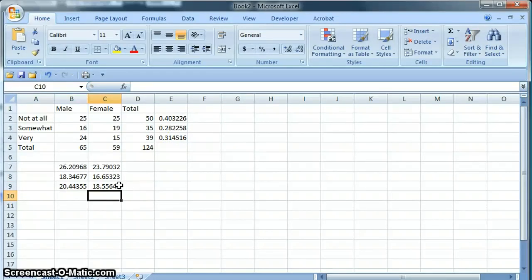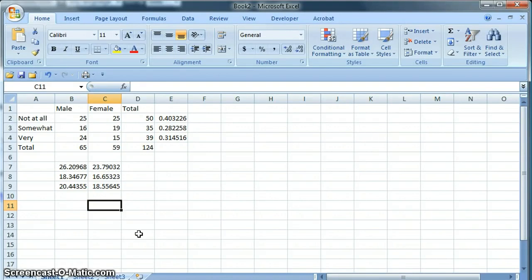All right, so to summarize what we've done so far, this is the actual data that we saw. This is the data that we would expect to see if there were no difference between males and females. The chi-square test will tell us if this difference is statistically significant.